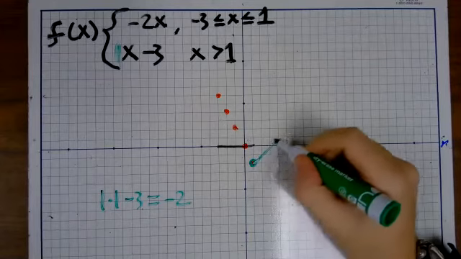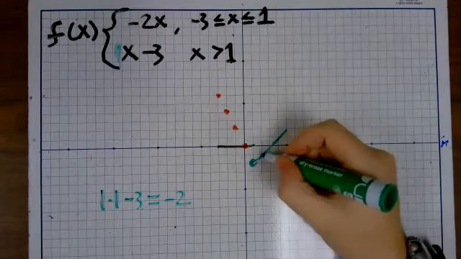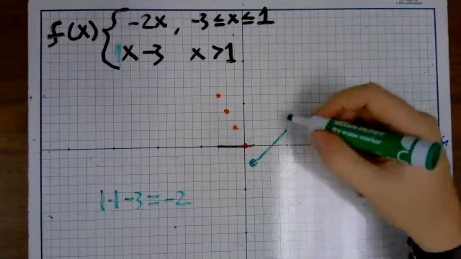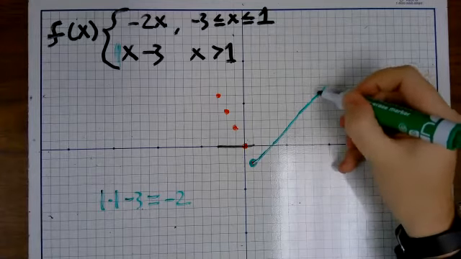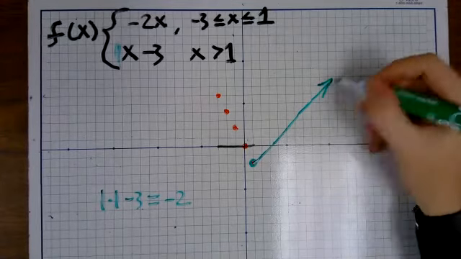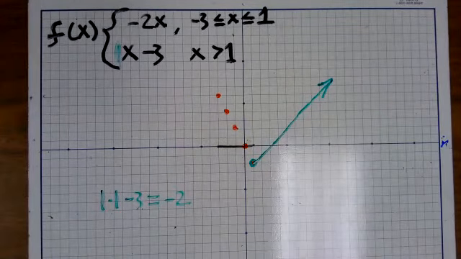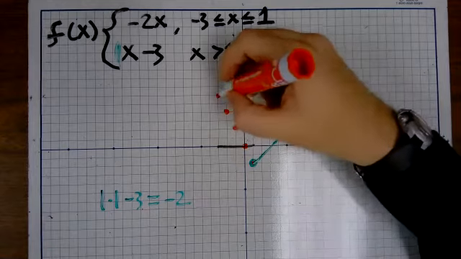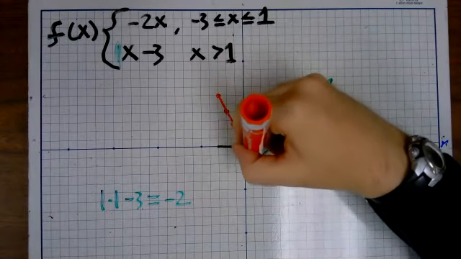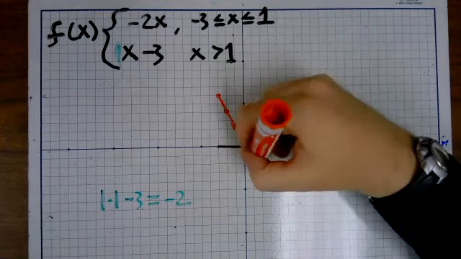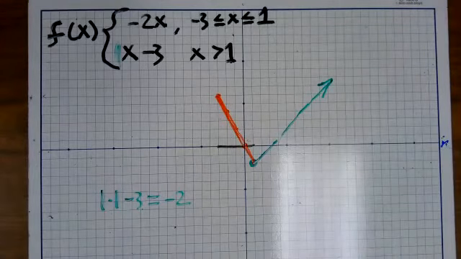Now this one has a slope of 1, so I'll go over 1, up 1 for the next point, over 1, up 1 for the next point, and so on and so forth. And this one doesn't end, it just keeps on going. This segment, however, does end. This is a line segment rather than a ray. And there we go.